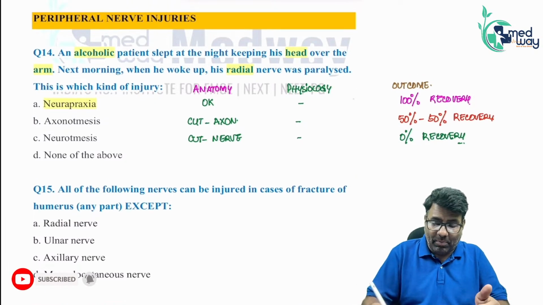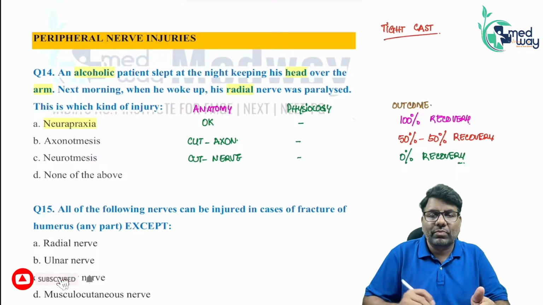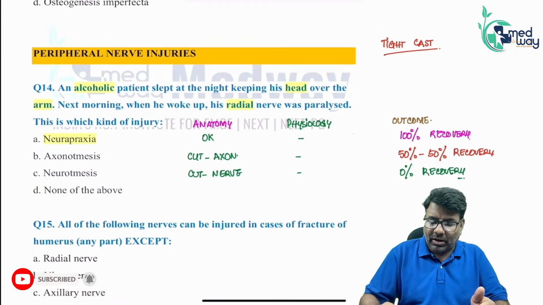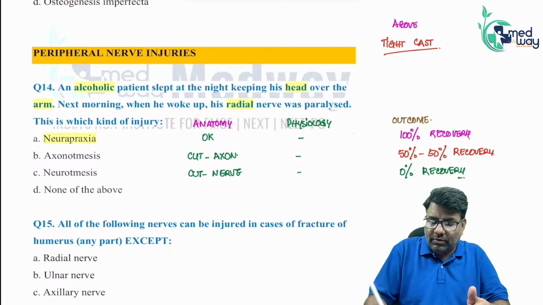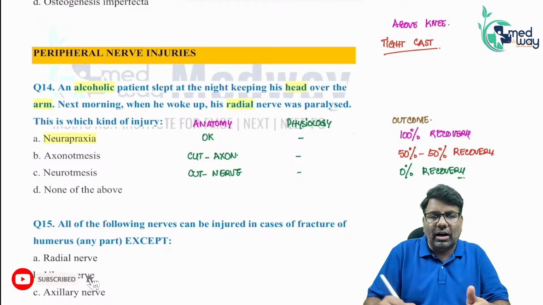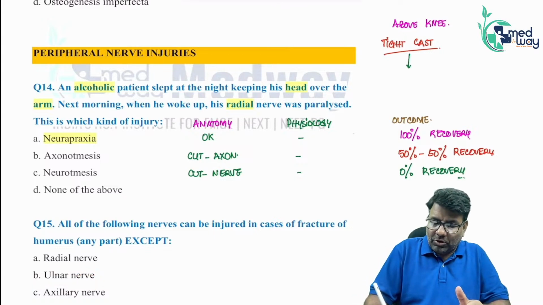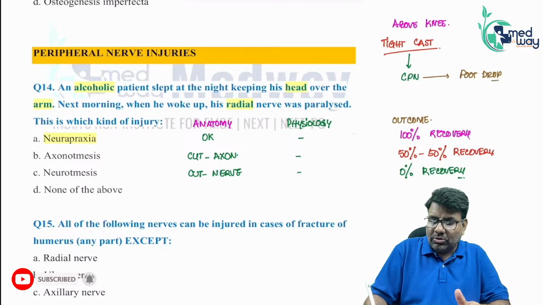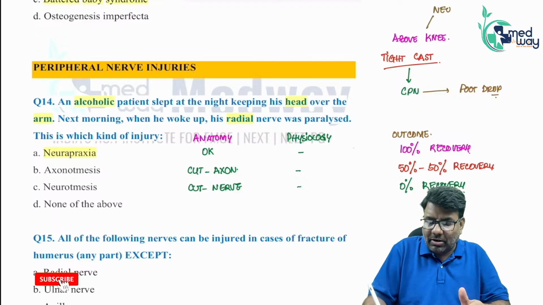Another example of neuropraxia is if there is application of a tight cast, especially if you are applying an above knee cast, and if you haven't padded the knee area properly, there is possibility of compression of the common peroneal nerve, and you will see later on that the patient develops foot drop. So this is also a kind of neuropraxia injury.